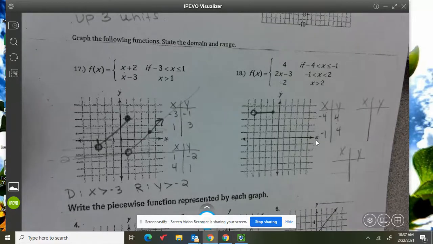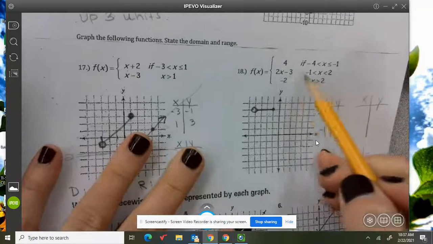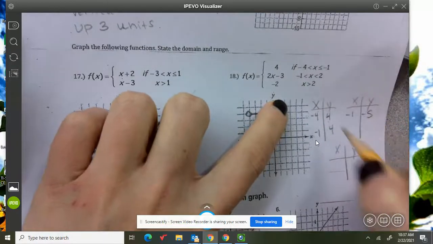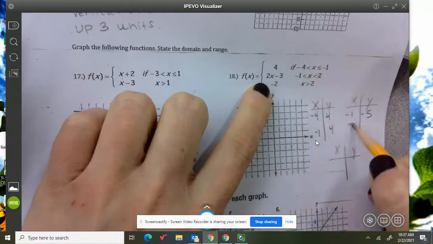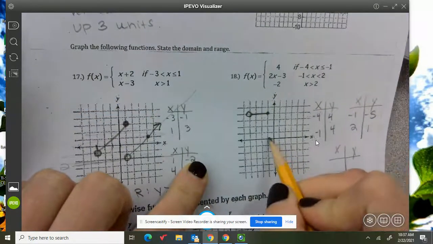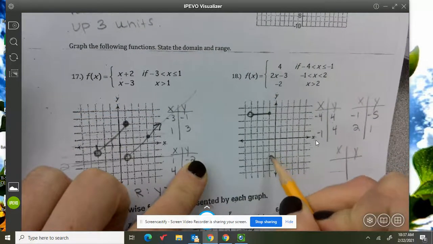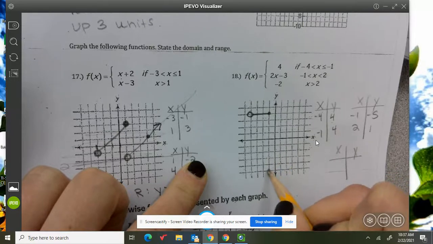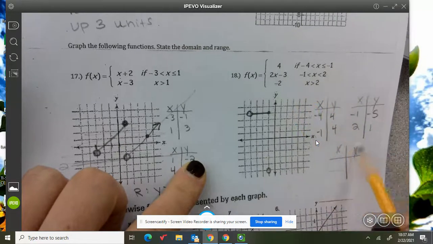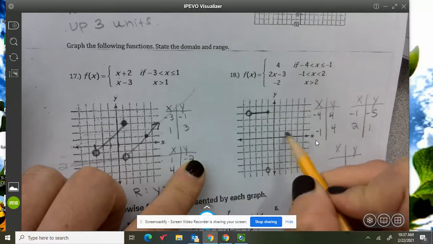Okay. When I substitute in -1, I'm going to get -5. When I substitute in +2, I'm going to get +1. So let's go over to -1. I'm going to get 1, 2, 3, 4, 5. It's going to be an open circle because it's not equal to. Let's start with 2, substitute in, and I got 1. So 1, 2.